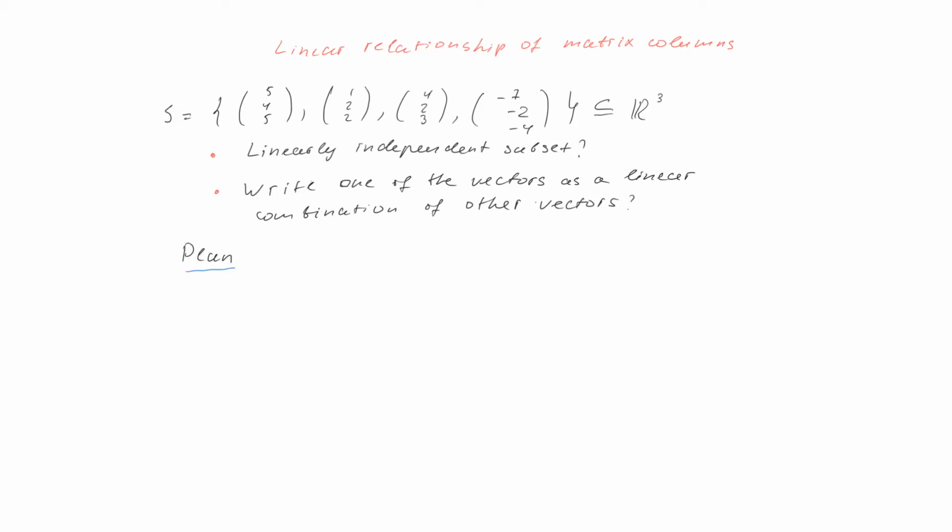And now that we know so much about matrices, we have a plan. We can write all these vectors as columns of a matrix. And then we can study what are the linearly independent columns of this matrix and how the columns can be expressed through each other. And how we're going to do it? Again, we will use elementary row operations and echelon form. I will show you the results and the example on the next slide.